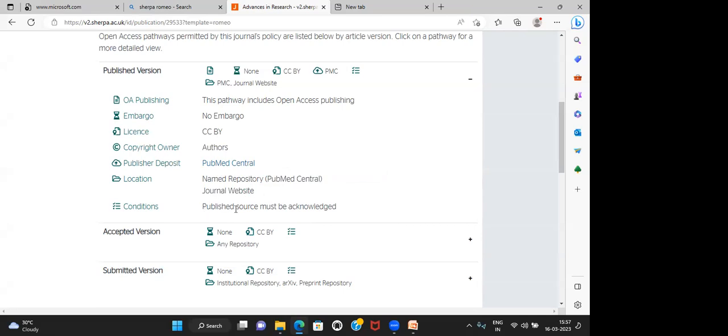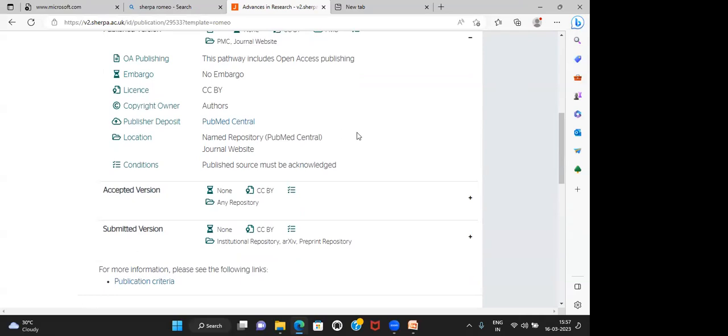And the condition is attribution, that is, we have to give acknowledgement to the creator. So the published source must be acknowledged here. This is the condition we have to follow if we want to publish a paper in this journal. This is the publisher's policy.